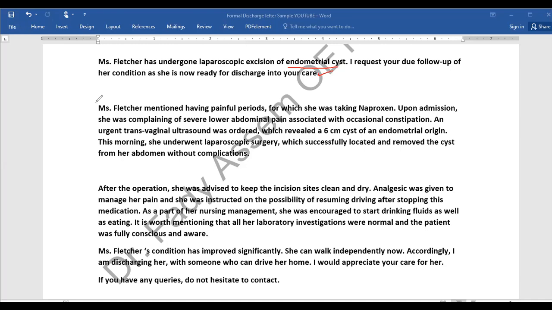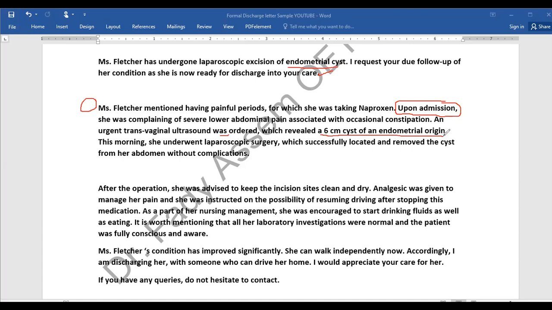So in this paragraph, we will discuss the patient's situation upon admission. Mrs. Fletcher mentioned having painful periods for which she was taking naproxen. Upon admission, she was complaining of severe lower abdominal pain associated with occasional constipation. So I'm here precisely talking about the patient's clinical picture upon admission. An urgent transvaginal ultrasound was ordered, which revealed the clear diagnosis that I was looking for, a 6 centimeter cyst of endometrial origin.